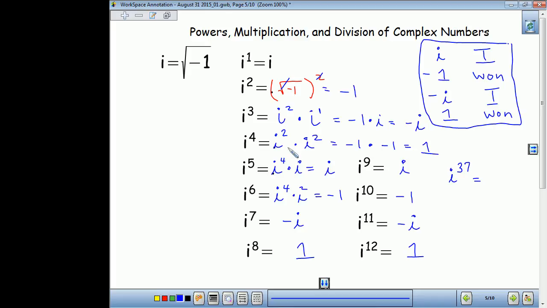You know it's going to repeat every 4. So it goes through this pattern completely 9 times. Right? 4 times 9, and then there's 1 left over. So it's like i to the first. It goes through the pattern completely 9 times, and then there's just that 1 left over. So it's really just i. You ready? Here we go. i.